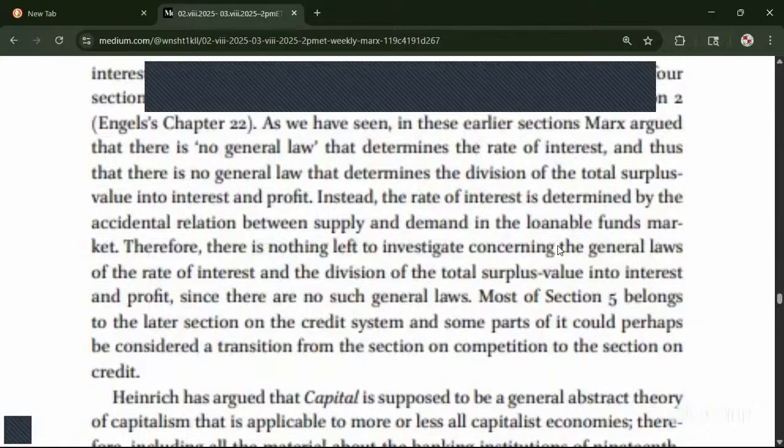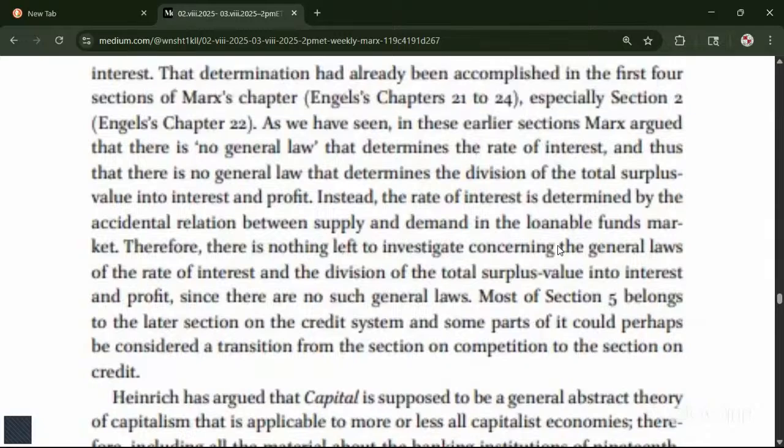Therefore, there's nothing left to investigate concerning the general laws of the rate of interest and the division of the total surplus value into interest and profit, since there are no such general laws. Most of Section 5 belongs to the later section on the credit system, and some parts of it could perhaps be considered a transition from the section on competition to the section on credit.